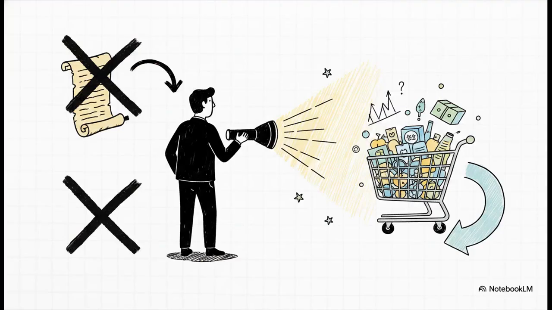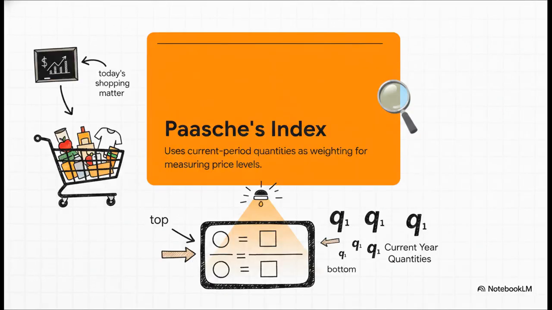But what if you think looking at past quantities is just entirely the wrong approach? Enter another German economist, Hermann Paasche. He stepped up with a completely different philosophy on what these weights should actually be. Instead of looking backwards, Paasche developed an index for measuring price levels relative to the base period, but using current period weighting. So Paasche completely flipped the script.